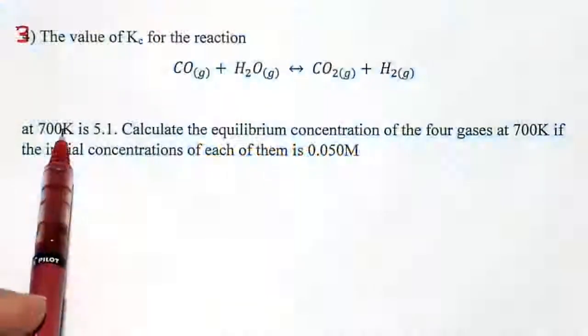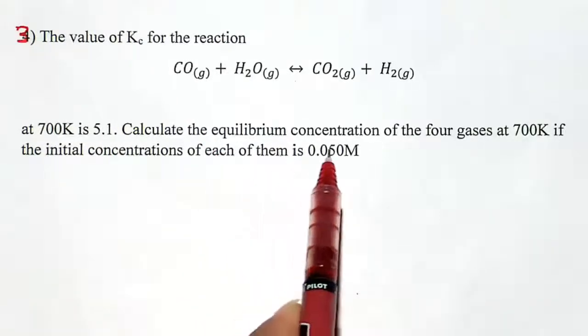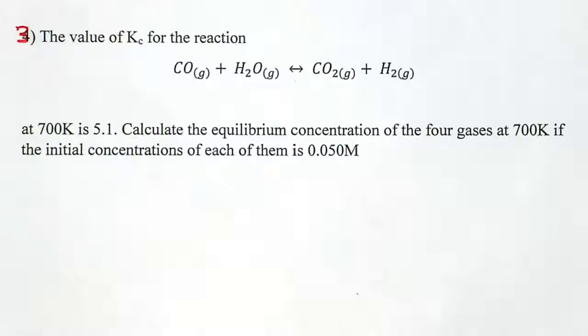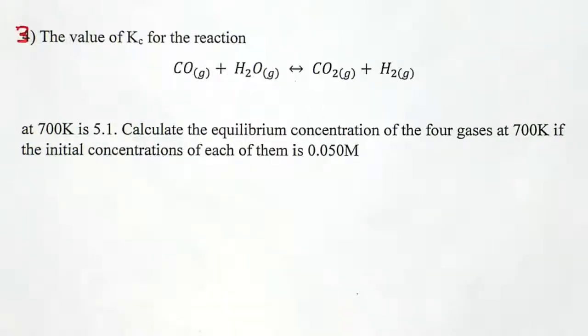A problem that involves the ICE table involves this reaction. The equilibrium constant Kc is 5.1 at 700 K. Calculate the equilibrium concentration of the four gases at 700 Kelvin if the initial concentration of each of them is 0.050 molar. So with gases, this time we're being asked to calculate where the equilibrium will shift, and we're given them in terms of concentrations. Remember, in the previous problem we were given the gases in terms of pressures.